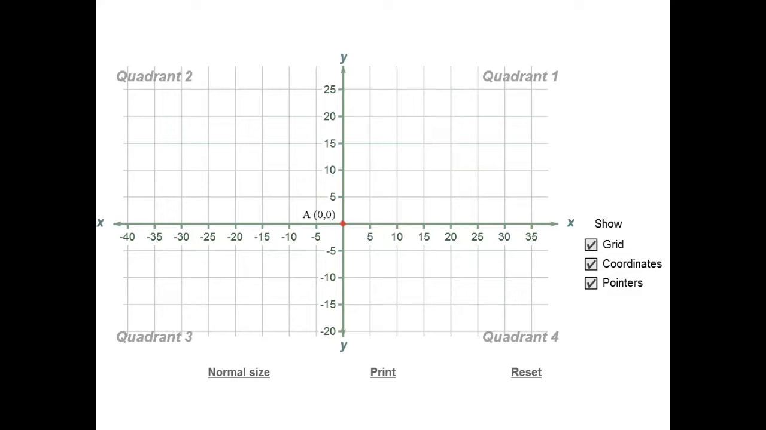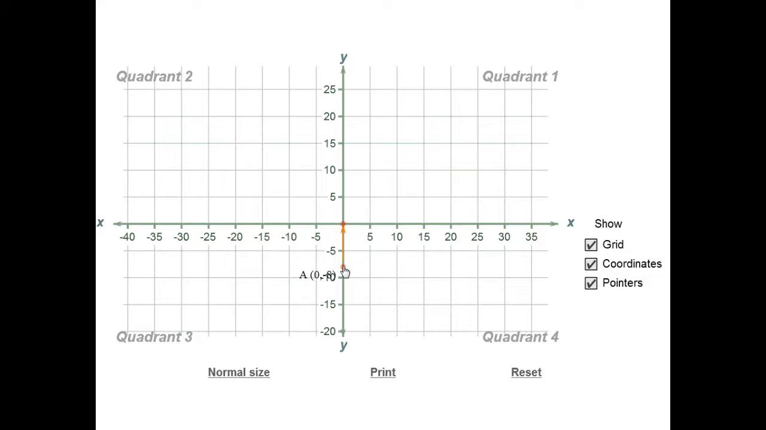What if I wanted to plot a point that was on the x or y axis? To plot a point on the y-axis, I would have an ordered pair that has an x-coordinate of 0. For example, if I wanted to plot 0, negative 8, I would not move to the left or right on the x-axis, but I would move down negative 8 units on my y-axis and plot that point on my y-axis.